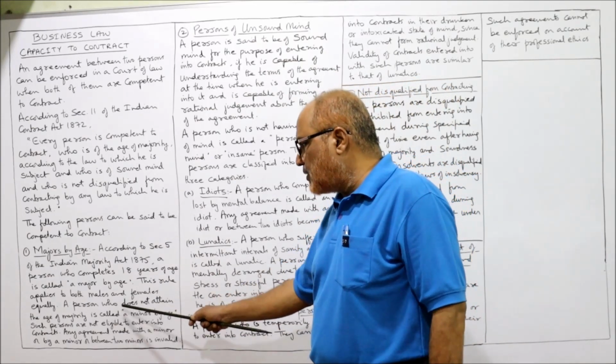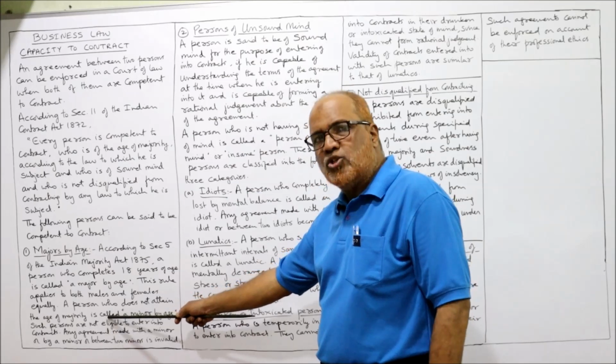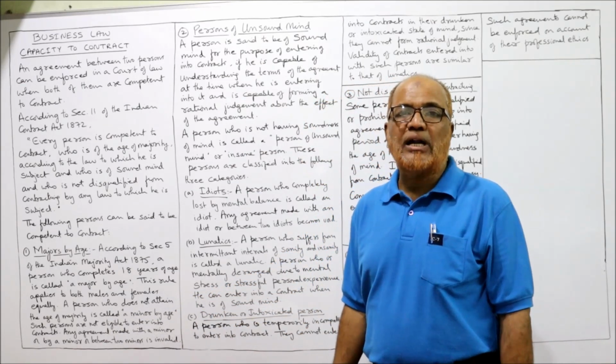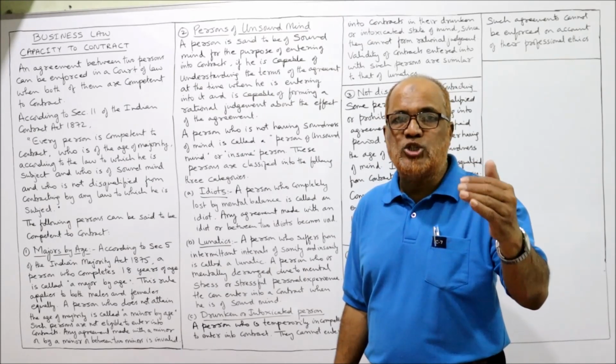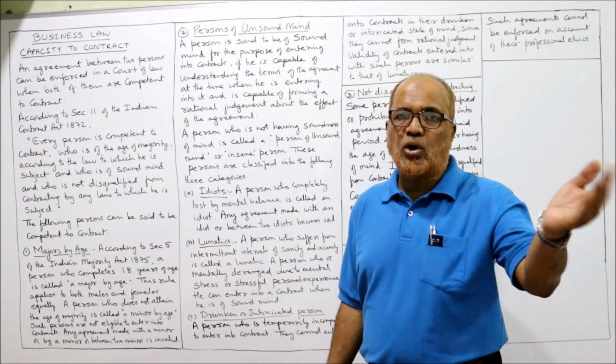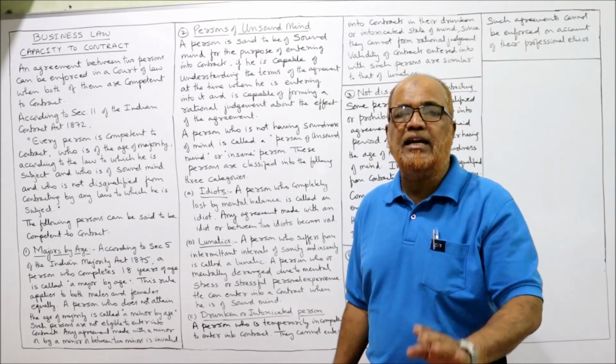Now, a person who does not attain the age of majority is called a minor by age. A person who does not attain the age of majority, which is 18 years, that means he has not crossed 18 years. He is under 18 years.